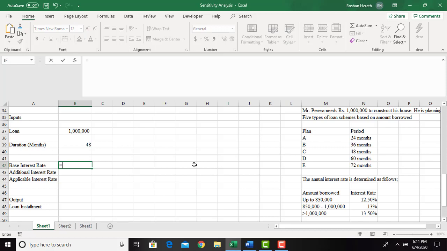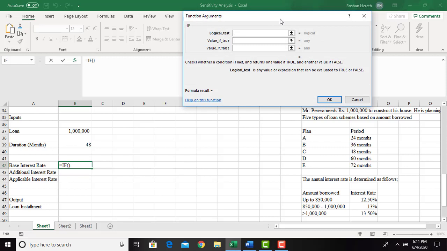So you can take the IF function, a basic IF, then what is your logical test? You are going to check whether this amount, the loan amount, make it constant, is less than or equal to 850,000, right? That is the first thing you are going to check. If that is the case, what is the applicable interest rate? That's going to be 12.5, as per the question.